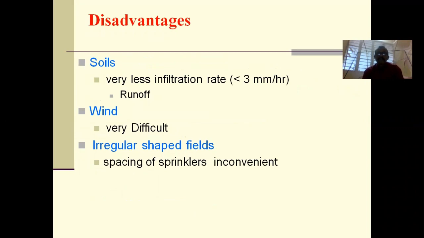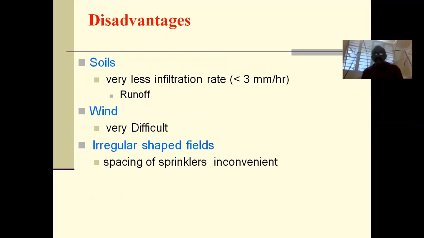In soils with very less infiltration, like clay soils which have an infiltration rate less than 3 millimeter per hour, if we make use of sprinkler irrigation, there is a possibility of runoff. If runoff occurs, the uniformity of application gets very much affected.